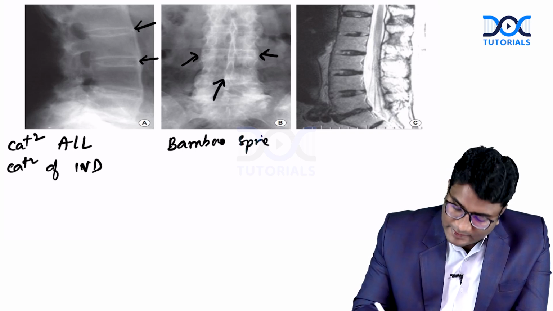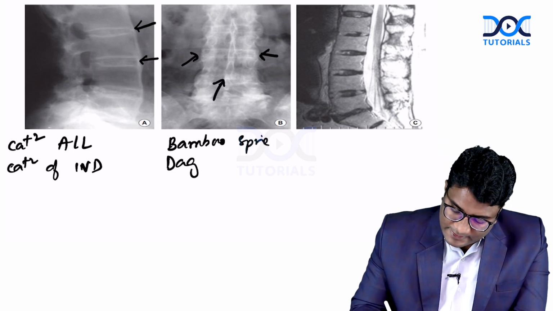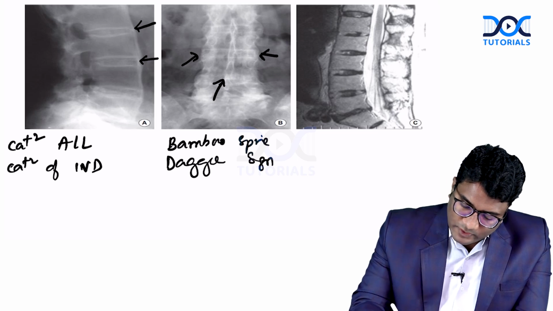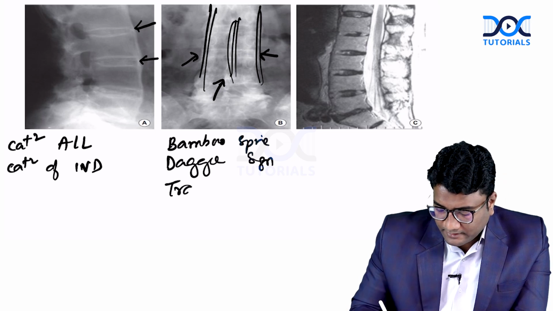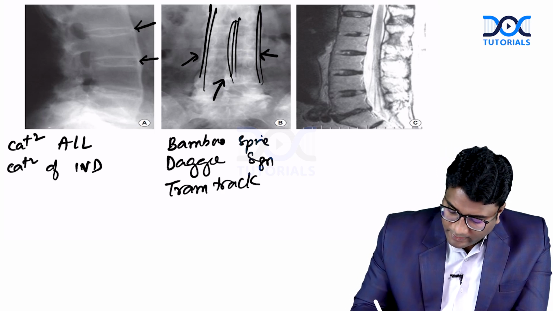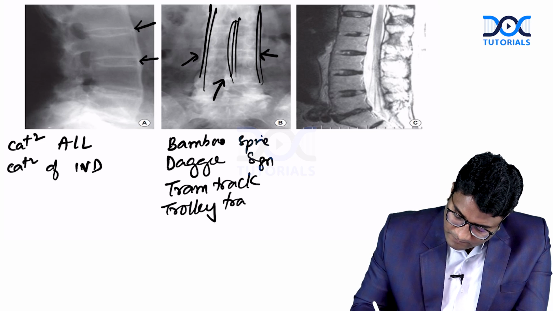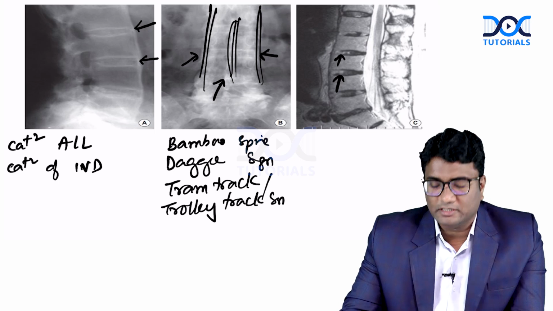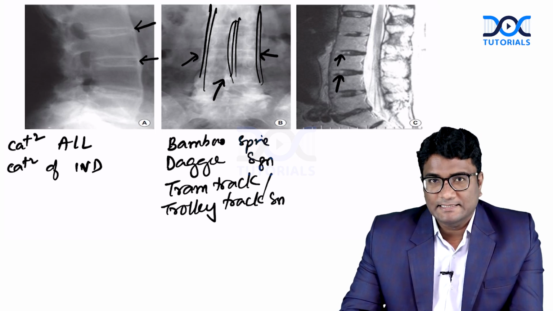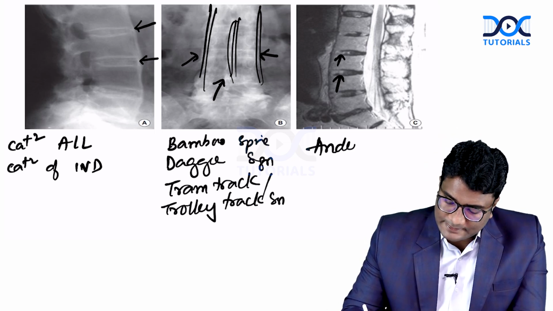There is calcification of the interspinous ligament giving rise to the dagger sign, and this together will form the tram track or the trolley track sign. So, tram track or the trolley track sign. And on MRI, you will see these lesions in the anterior part of the intervertebral disc. So, these lesions in the disc are called Anderson lesions.